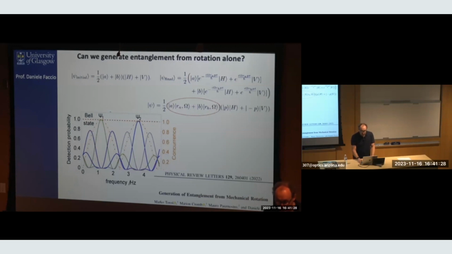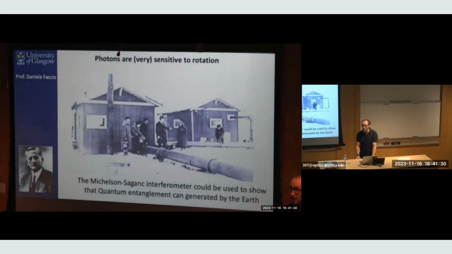But the point is that these rotation frequencies are low, meaning that in principle, we could even go back to the Michelson experiment and just build a large enough interferometer, which actually doesn't have to be that large. We're talking several hundred by several hundred meters. And the prediction is that we would observe the generation of entanglement from independent input particles or photons due to the rotation of the Earth.